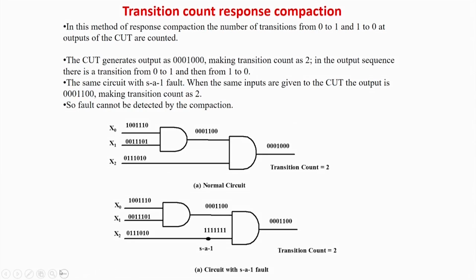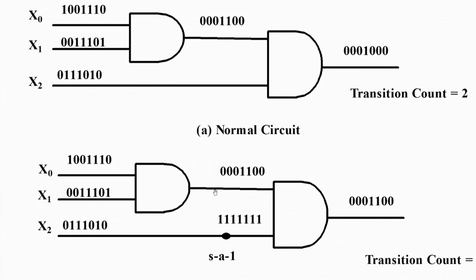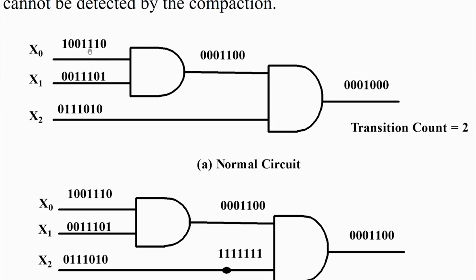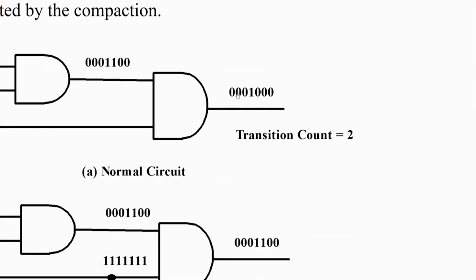Another technique we apply is called transition count. Normal circuit, same patterns I am applying. So you can see 0 0 0 1. So one jump from 0 to 1 and one jump from 1 to 0. So there are 2 types of transitions, so the transition count is equal to 2.